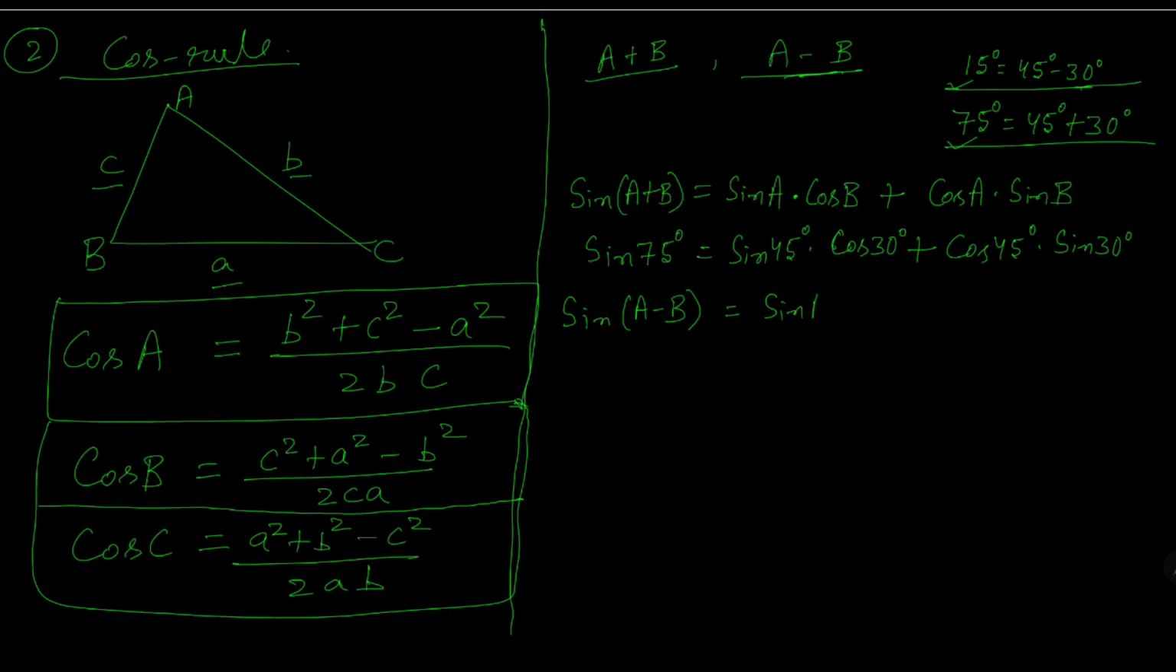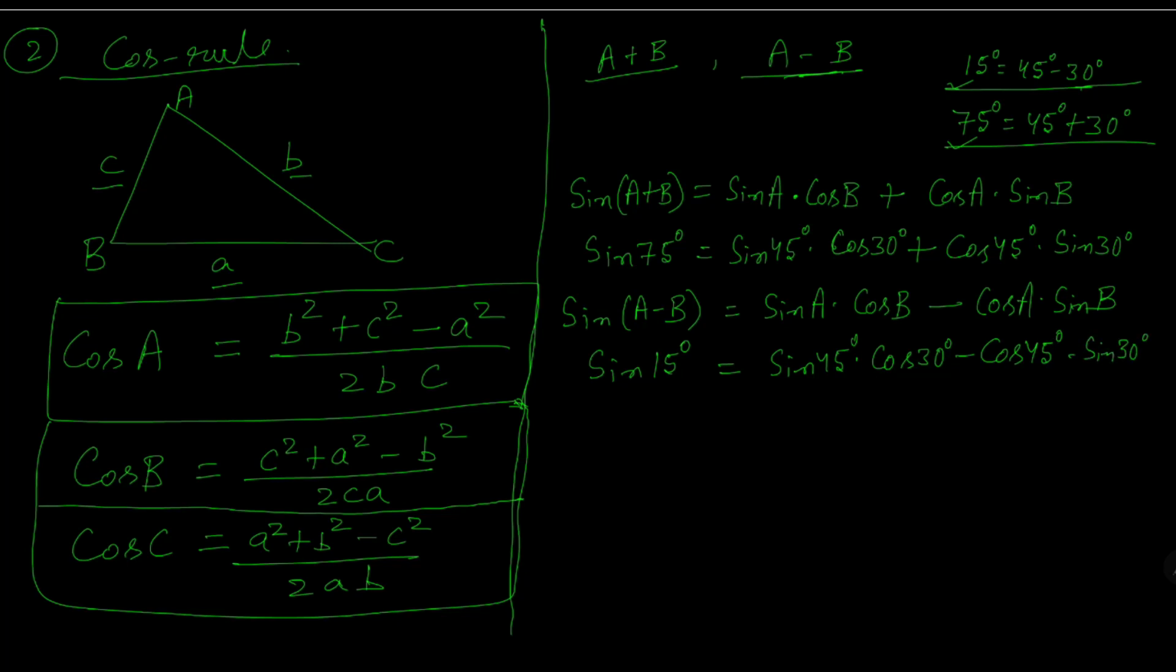So sine A into cos B, right? Minus cos A into sine B. Here also, I want you to actually calculate the values. If I want to calculate sine 15 degree, how would you do that? Take A as 45 degree, so it becomes sine 45 degree into, take B as 30 degree, cos 30 degree, minus cos 45 degree into sine 30 degree, right? Please do that yourself. And finally, cos A plus B, this is slightly different.